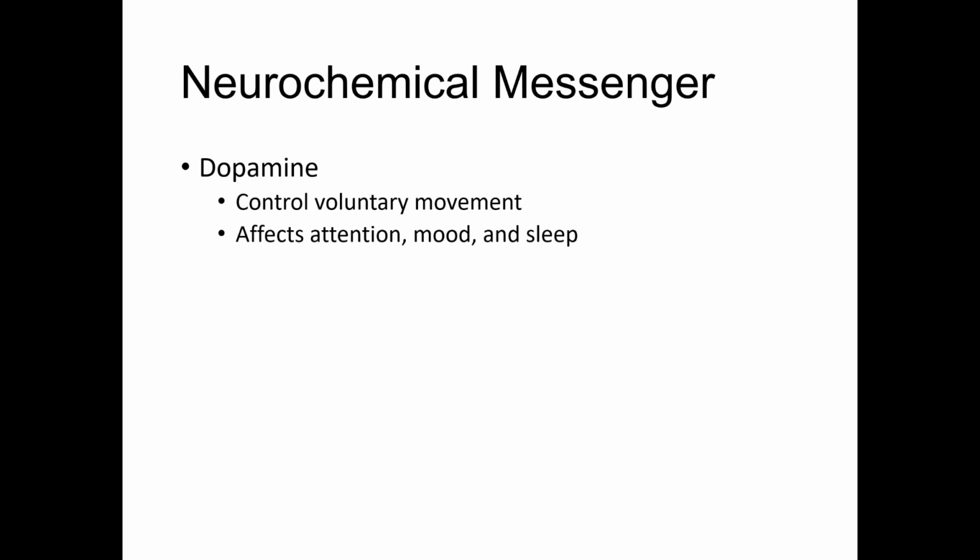So the first neurotransmitter we will talk about is dopamine, which controls voluntary movement and influences attention, mood, and sleep. As a result, a lack of dopamine is known to be associated with Parkinson's disease, where the physical movement deteriorates, but too much dopamine can also cause symptoms of schizophrenia, like hallucination.